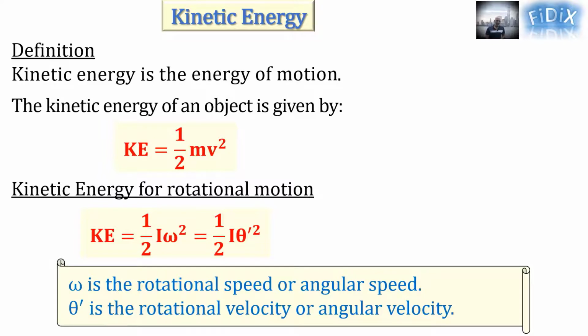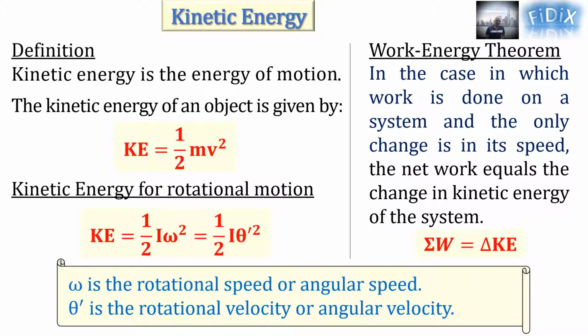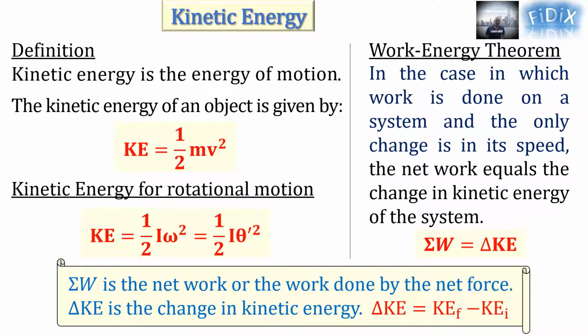And as we said in a previous video, work is a transfer of energy. So in the case in which work is done on a system and the only change is in its speed, the net work equals the change in kinetic energy of the system. This is known as the work energy theorem or work kinetic energy theorem and is written as sigma W equals delta Ke, where sigma W is the net work or the work done by the net force, and delta Ke is the change in kinetic energy. Delta Ke equals Ke final minus Ke initial.